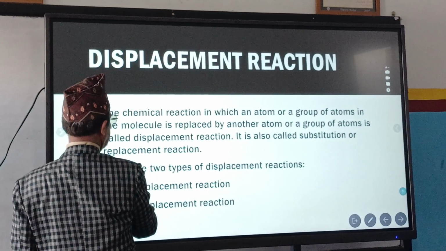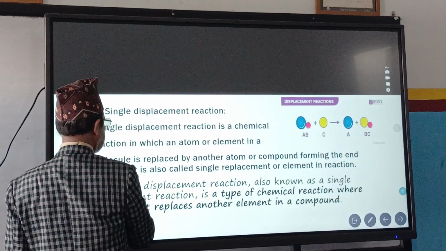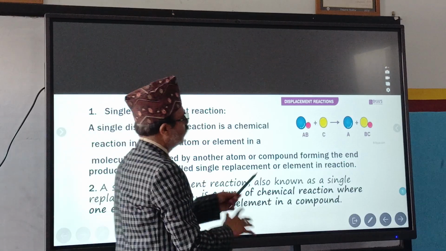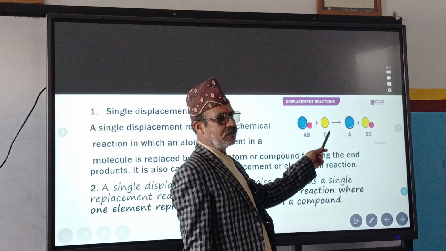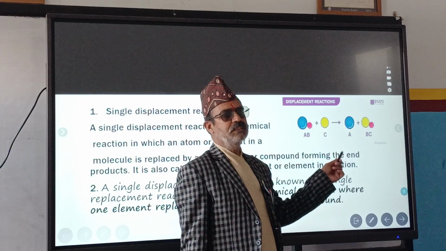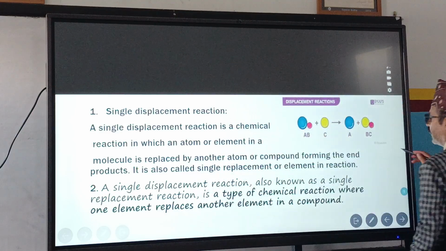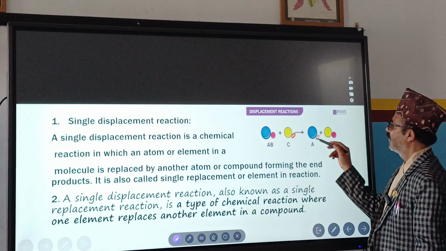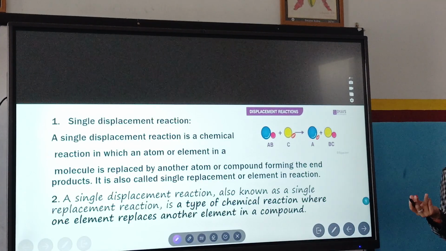Displacement reaction, already said. How many types of displacement reactions are there? Two types. What are they? Single displacement. Okay, look here. Here are two radicals, here is only one radical. So this type of displacement reaction is single. But another type of chemical reaction is called double displacement.